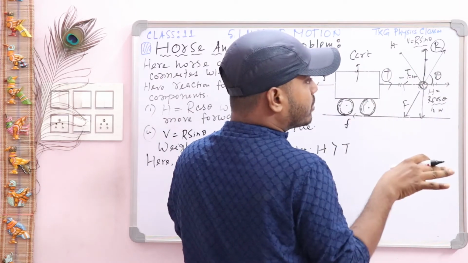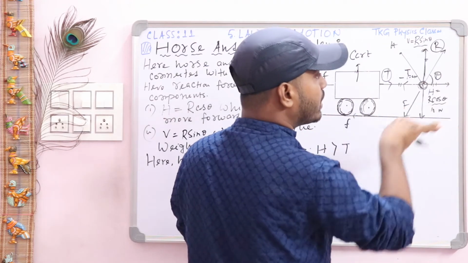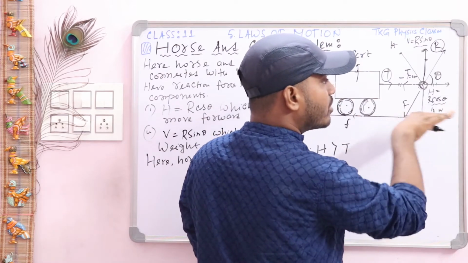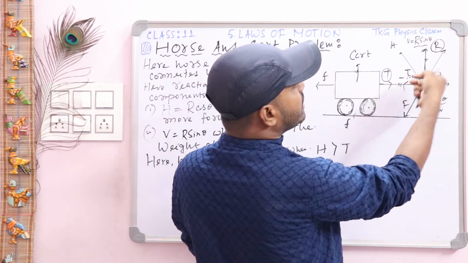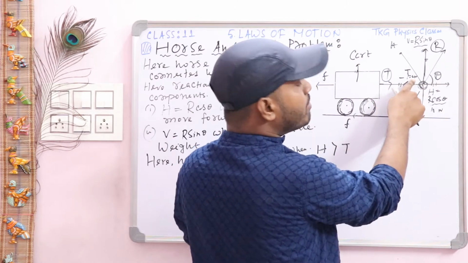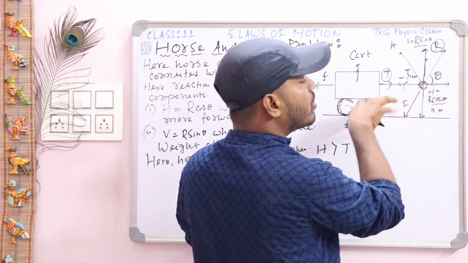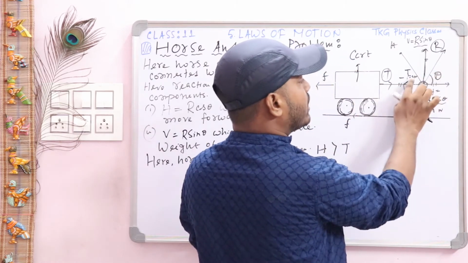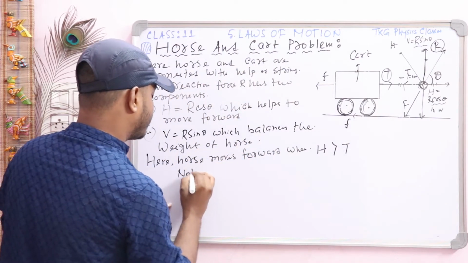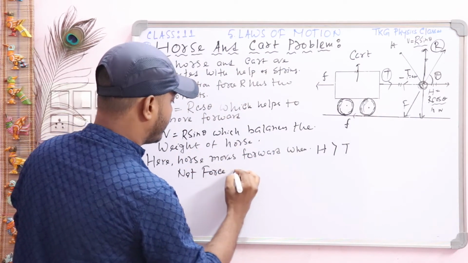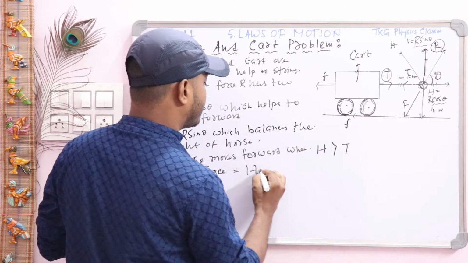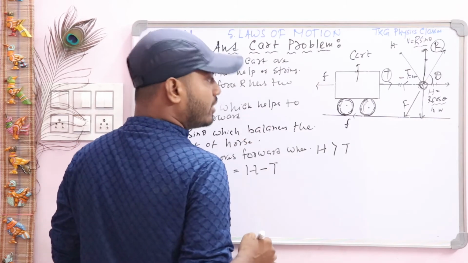So the net force for which the horse moving forward, obviously 10 minus 6, because 10 helps the horse for moving forward, and this tension is just opposite to the motion of the horse. So this is the backward. That means the net force for which the horse moving forward, that is H minus T, okay.